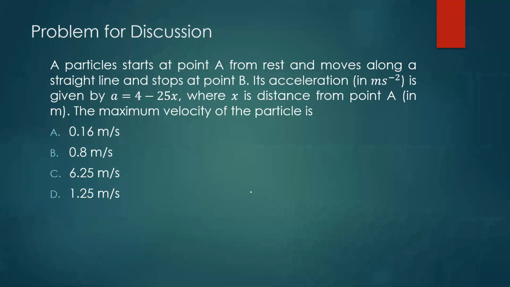Okay, so the problem says a particle starts at point A and then moves along a straight path to point B. The velocity here is 0. At the end also velocity is 0. So we're asked to find the maximum velocity of the particle. The acceleration as a function of position is given.